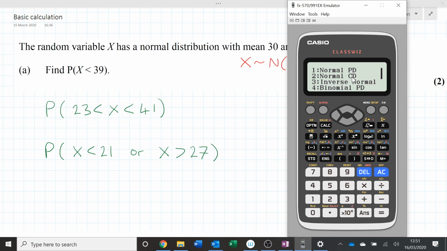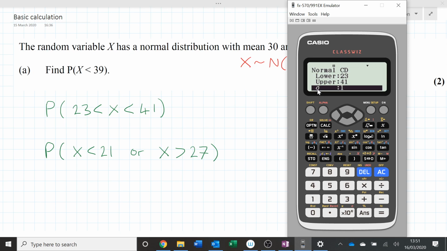The most important ones that we're going to use first are 2 and 3. We're going to start with 2. This is just going to give us the probabilities. So I'm actually going to do this second one first. On the screen, I'm going to do the probability of 23 to 41. So I want to go from 23, that's the lower end, up to 41.